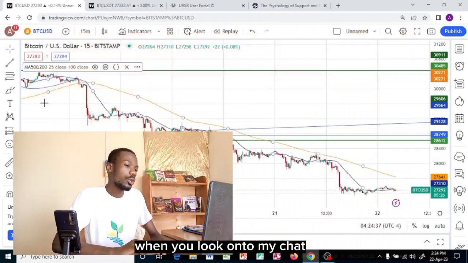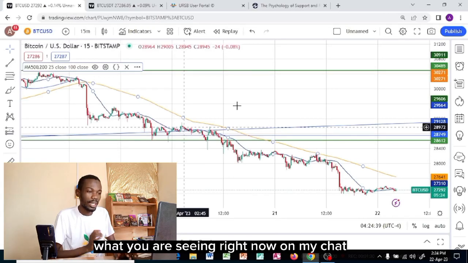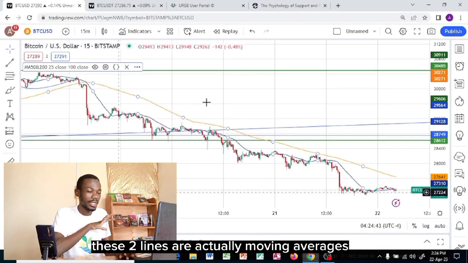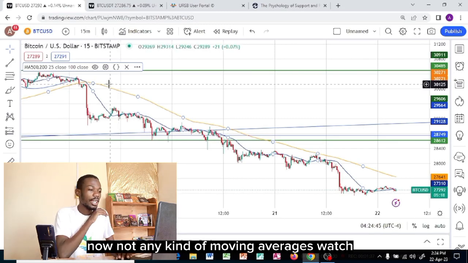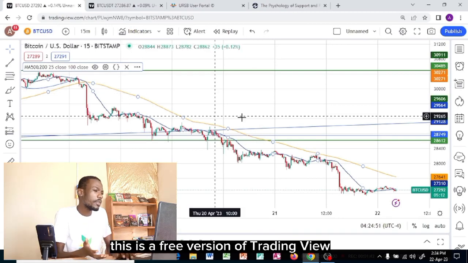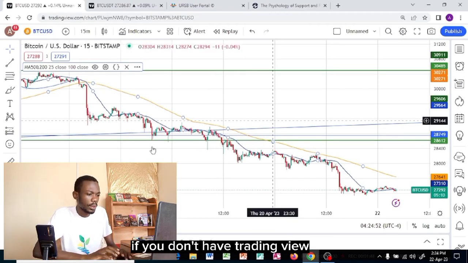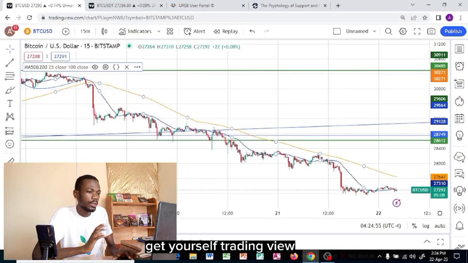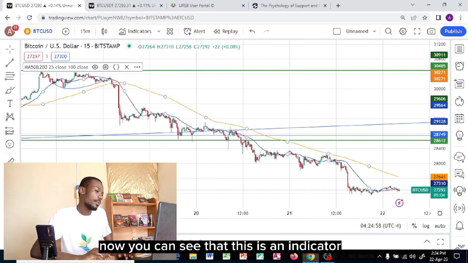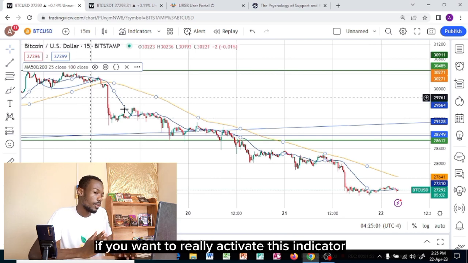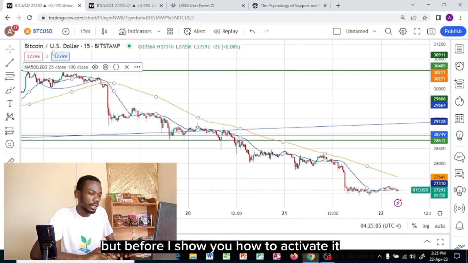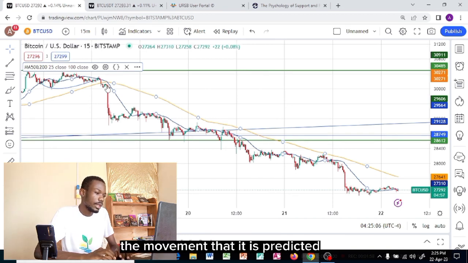When you look at my chart right now, you are seeing these two lines. These two lines are actually moving averages. Not just any kind of moving average, just watch and I'm going to show you which moving average it is. This is a free version of TradingView. If you don't have TradingView, please check the link in the description below, get yourself TradingView and you can trade with it. You can see that this is an indicator called moving average. Before I show you how to activate it on your chart, let me show you the movement that it predicted.